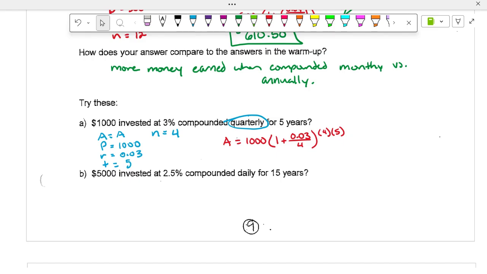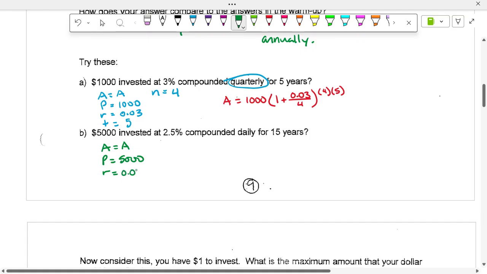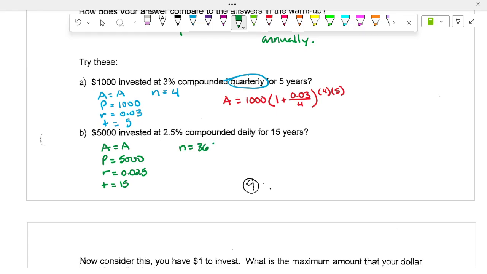All right, so I'm going to leave my A as A. What's my P value for this one? 5,000. Shh. What's my rate? 0.025. How much time is elapsing? Not 5, 15. Now, how many times a year am I compounding that interest? 365. It's saying daily, which means there's 365 days in the year. You're doing it every day.